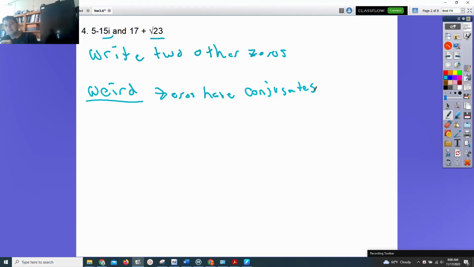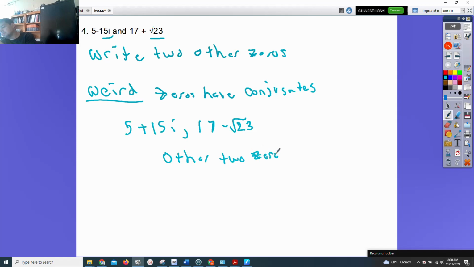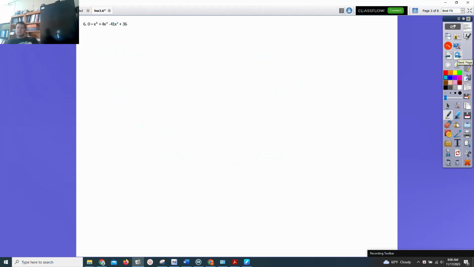So the conjugate of 5 minus 15i is 5 plus 15i. And the conjugate of 17 plus root 23 is 17 minus root 23. Those are your other 2 zeros. Sorry, I'm still struggling with this. It's kind of weird for me to write on a tablet, and I'm not accustomed to it.